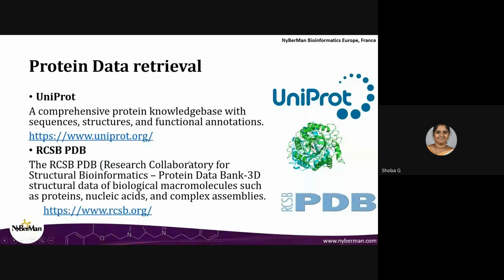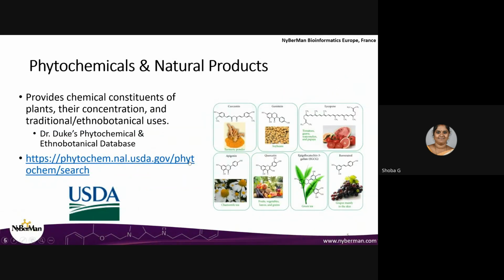So coming to the phytochemical and the natural compound databases. Usually for the phytochemical database, we have Dr. Duke's ethnopharmacological database, where if you are aware of your plant source, we can fetch the data of the particular small molecules from the particular plant source. So one plant source may contain multiple small molecules. For each database, we will have a separate class on how to retrieve, and that is the hands-on session we are going to perform.